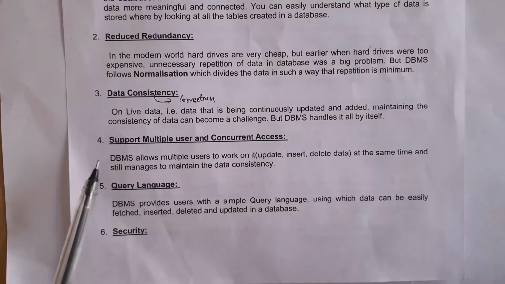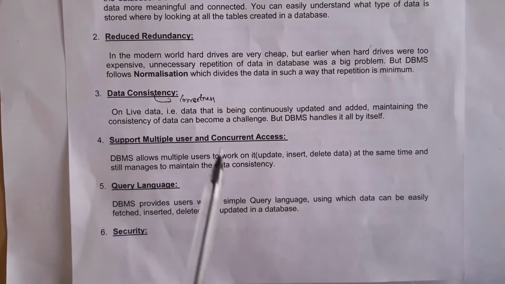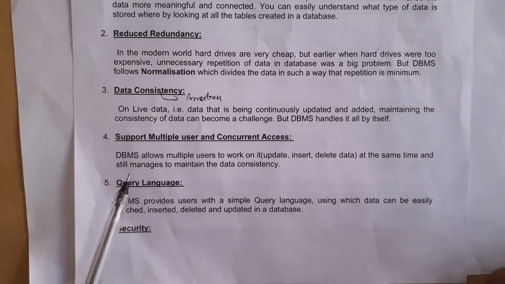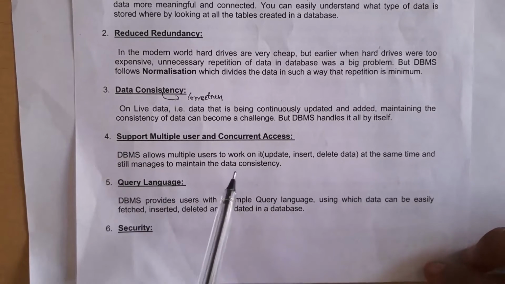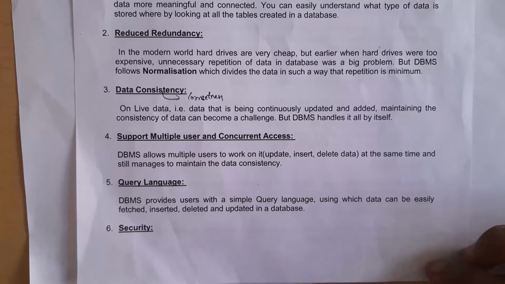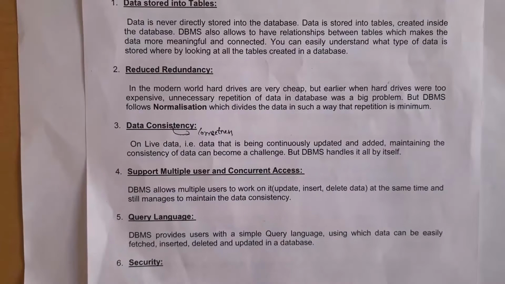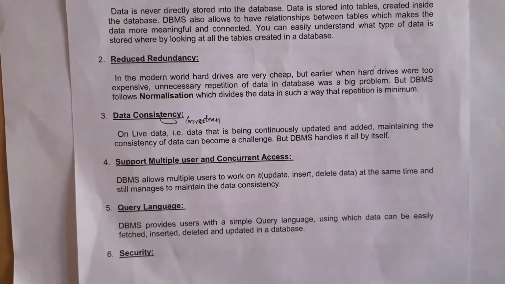And fourth feature is support multiple user and concurrent access. DBMS allows multiple users to work on it at the same time and still maintain the data consistency. Guys, not only single user, but there will be multiple users who will work on single database at a time. Even though multiple users work on single database at a time by using database management system software, data will be correct in database. Fifth feature is query language.